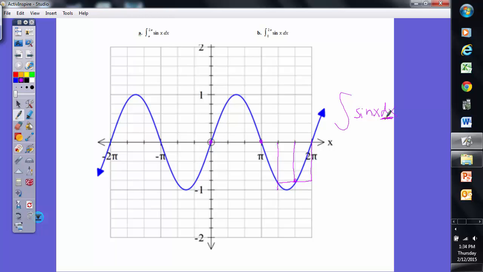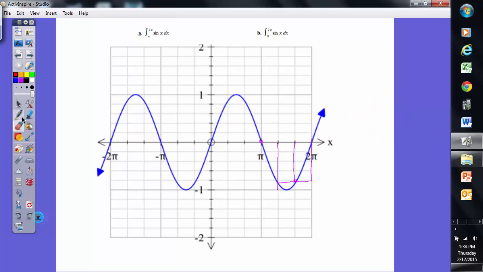It's just the change in x. The height of that rectangle, remember we drew rectangles, is the value of the function at that point. So it's the sine of x times the width of your rectangle that gives you the area of one rectangle. And then this S means add up all the rectangles. Okay? So that's what this notation is.